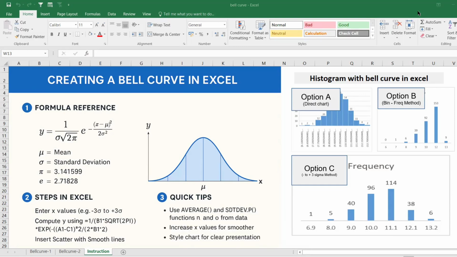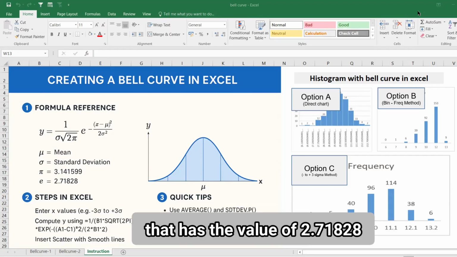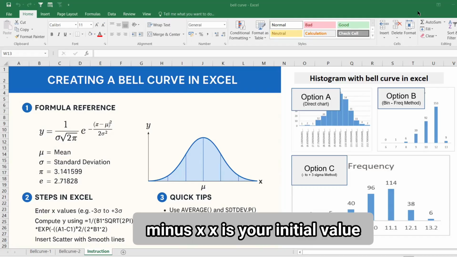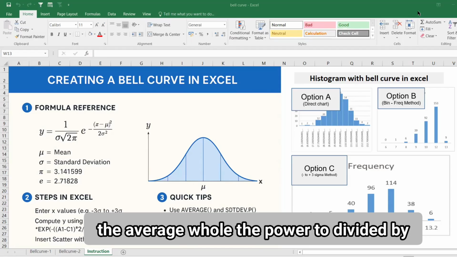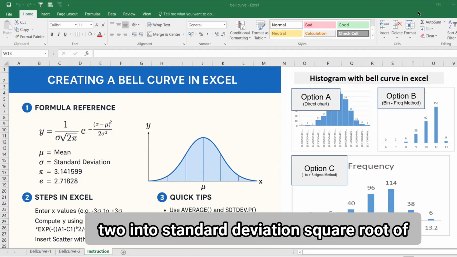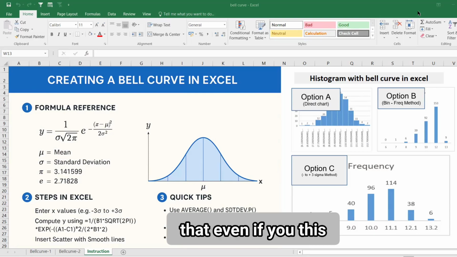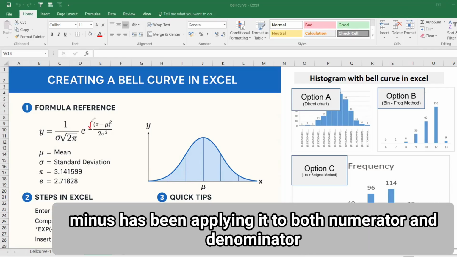Let's go further. Then e to the power, the exponential, is a constant value of 2.71828, minus x. X is your initial value. So whatever the initial running value you have, you can apply minus mu. Mu in this case is the average, whole to the power 2, divided by 2 into standard deviation squared, right?